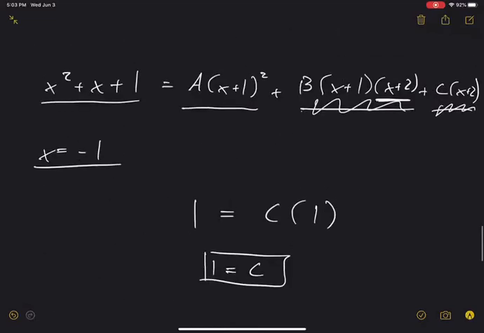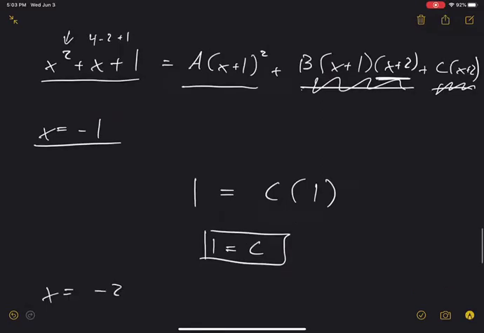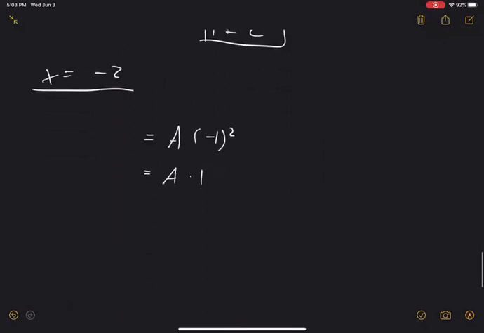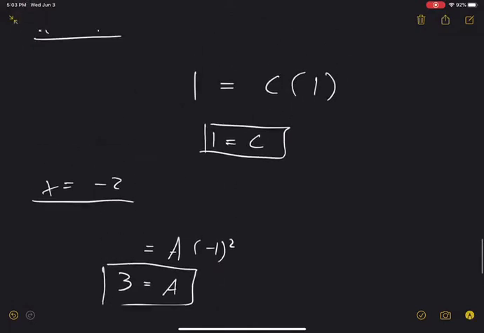What do I have on the left side? I plug in -2. Let's see, I get 4 minus 2 plus 1. So I get 3. Okay. So I get a equals 3.